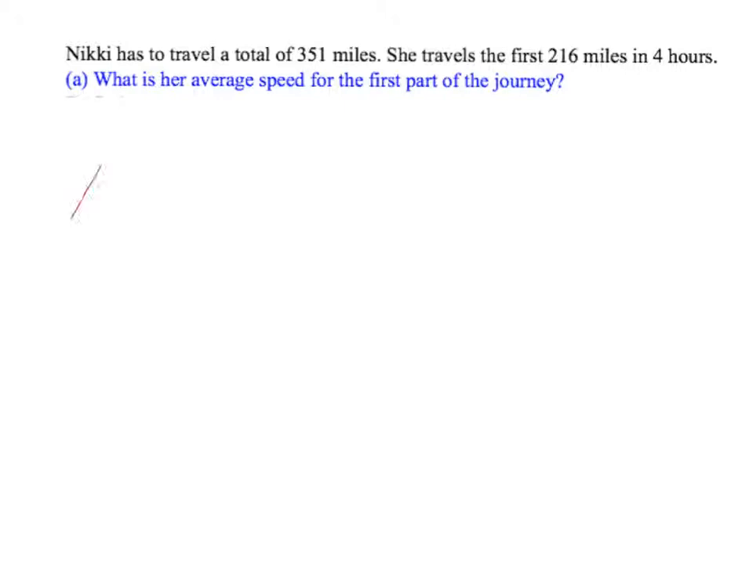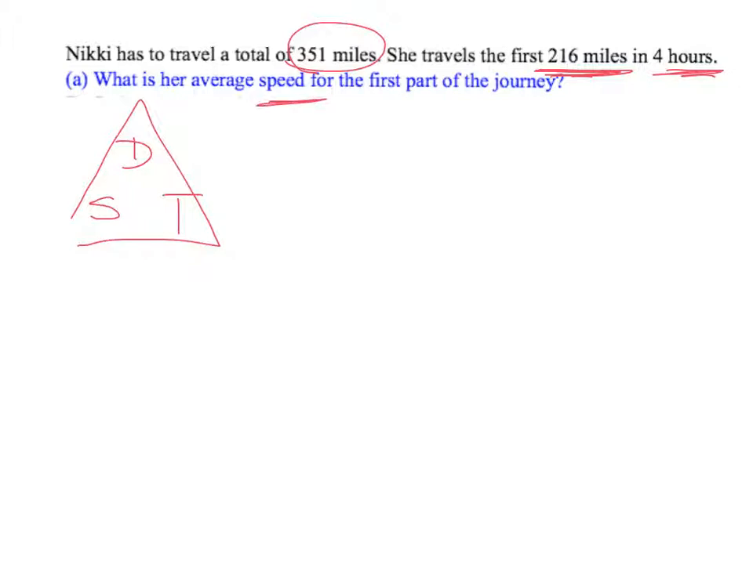Okay, so I'll start by drawing out my speed, distance, time. Nikki has to travel a total of 351 miles. She travels the first 216 miles in 4 hours. What's her average speed for the first part of the journey? So if I'm looking for speed, I've got to do distance divided by time.